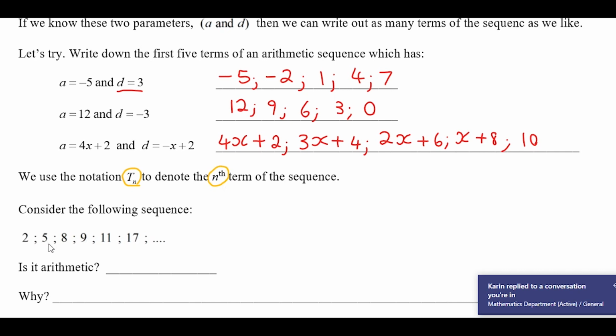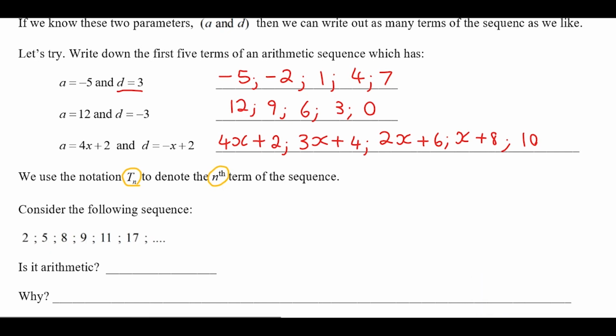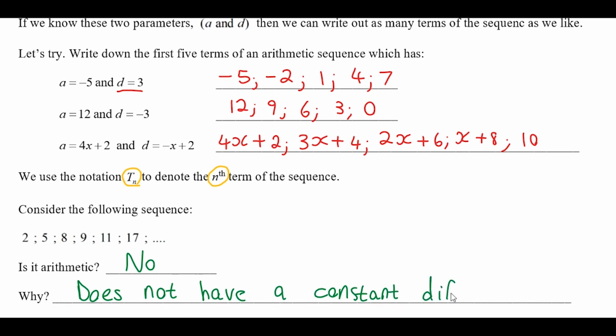So for example over here, if we look at this sequence, is it arithmetic? It's growing by 3, it's growing by 3, it's growing by 1. So the answer is no. It's not arithmetic. It does not have a constant difference.